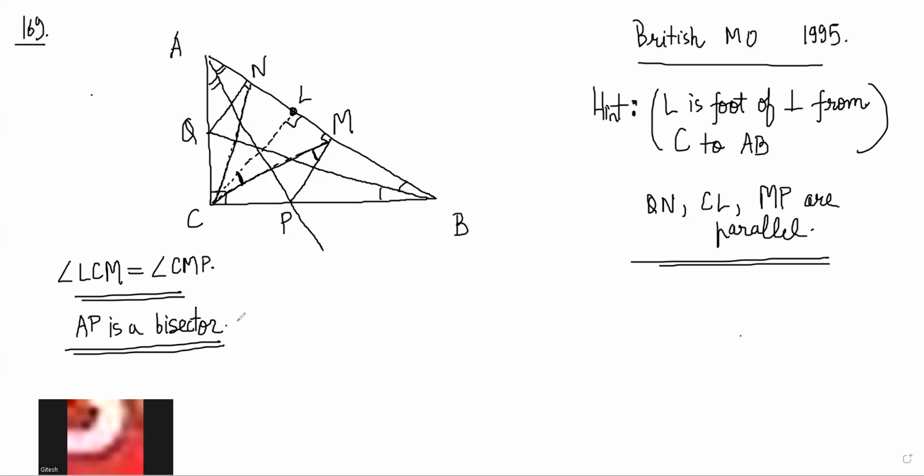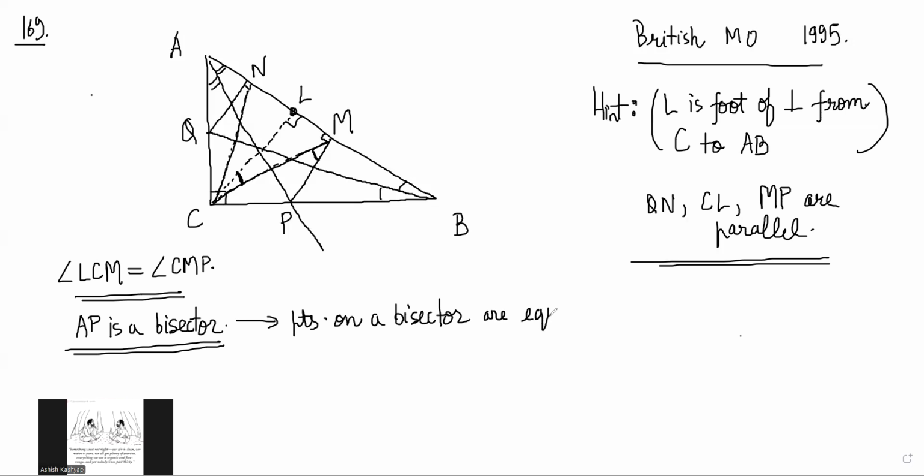They're equidistant. Points on a bisector are equidistant from the lines that make the angles, right? Are equidistant from the angle sides. Basically, if AP is a bisector, we can say that P will be equidistant from AC and AB, right? Yes, sir. What is PC length? PC is the perpendicular from P to line AC, right?